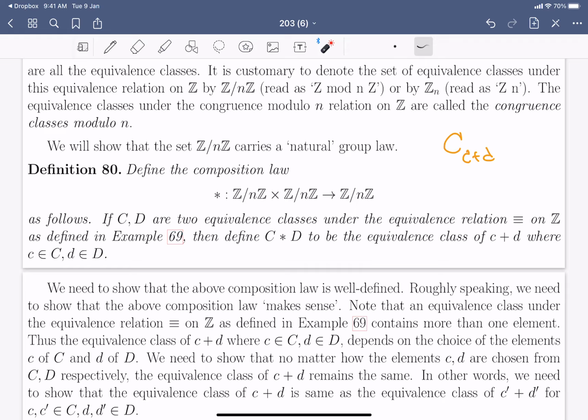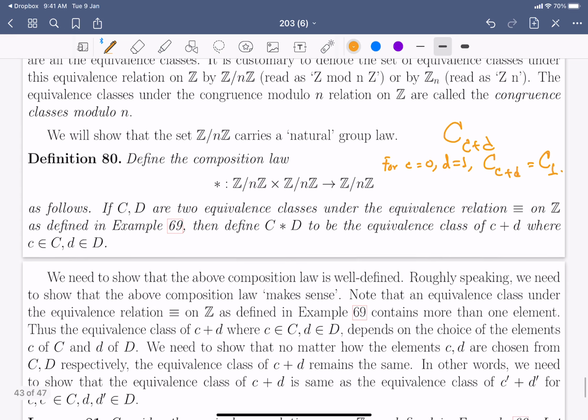Yes. So where can I write? So for c equal to 0, d equal to 1. For c equal to 0 and d equal to 1, the class of c plus d becomes, what is 0 plus 1? It is 1, right? So it's good. So it is C1.